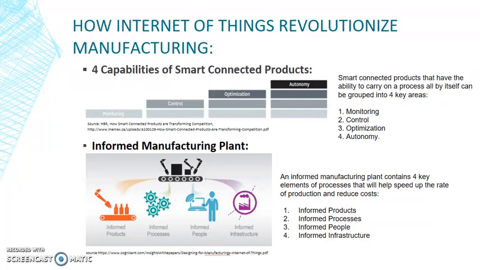An informed manufacturing plant contains 4 key elements of processes that speed up productivity and reduce expenses. These are informed products, informed people, informed processes, and informed infrastructure. Building up and interconnecting components in a system that communicates with cell phones, products, processes, individuals, and educated infrastructure will better oversee complexities and empower more effective manufacturing of goods.